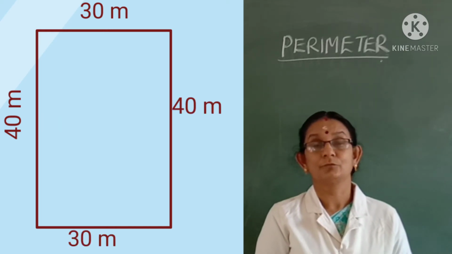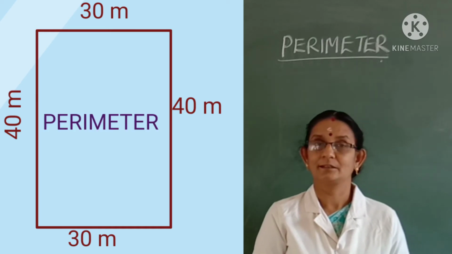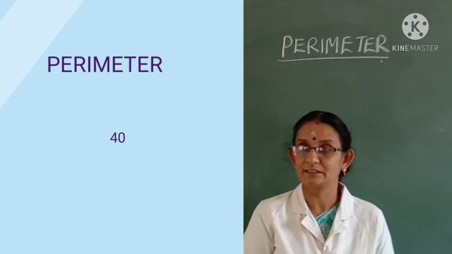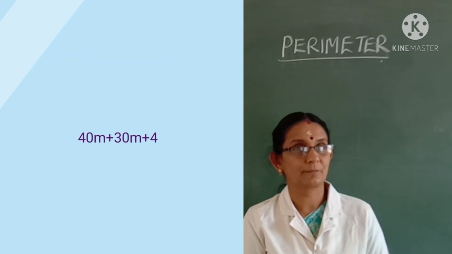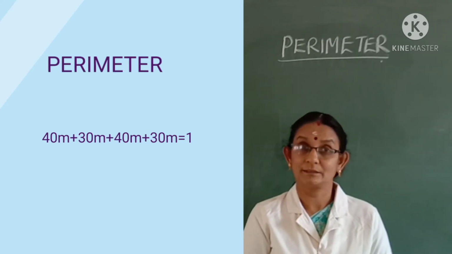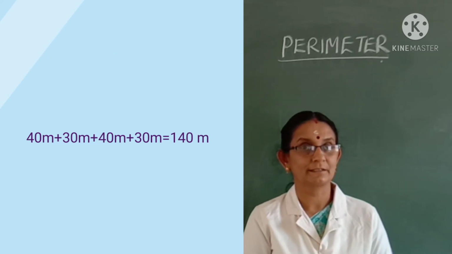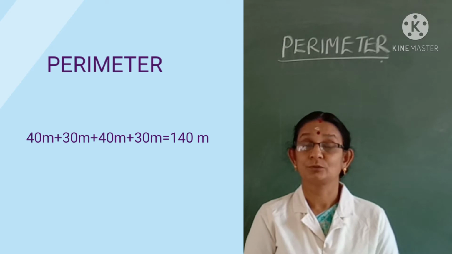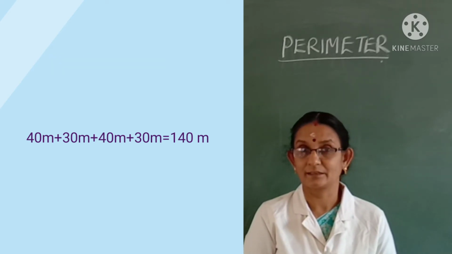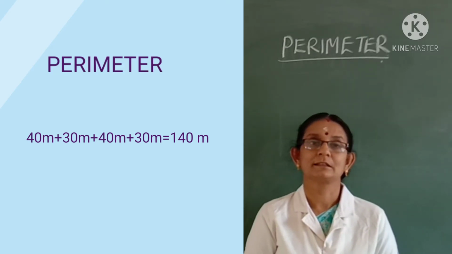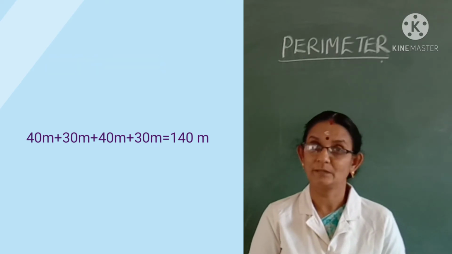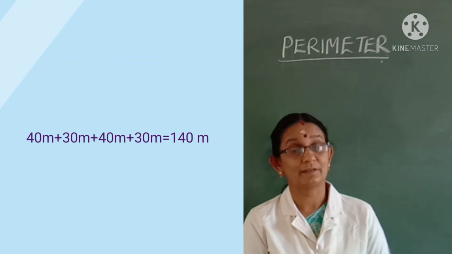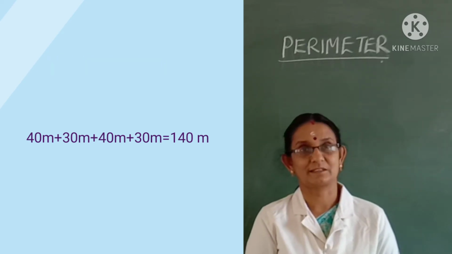That is 40 plus 30 plus 40 plus 30. So now 40 plus 30 is 70. 70 plus 40 is 110. And 110 plus 30 is 140. So the perimeter of the rectangle or the garden is 140 meter. So I need a fence which is of length 140 meter.